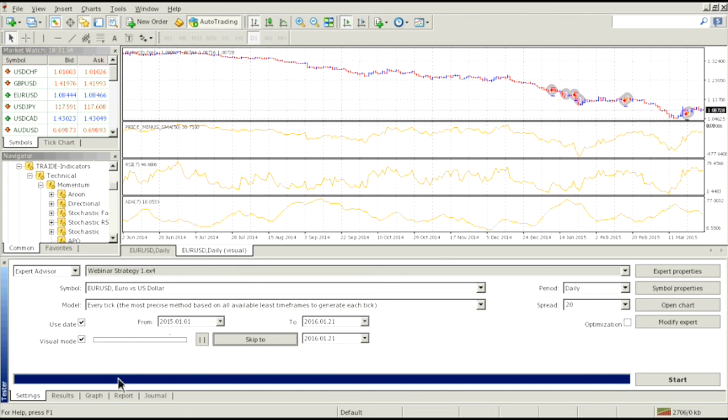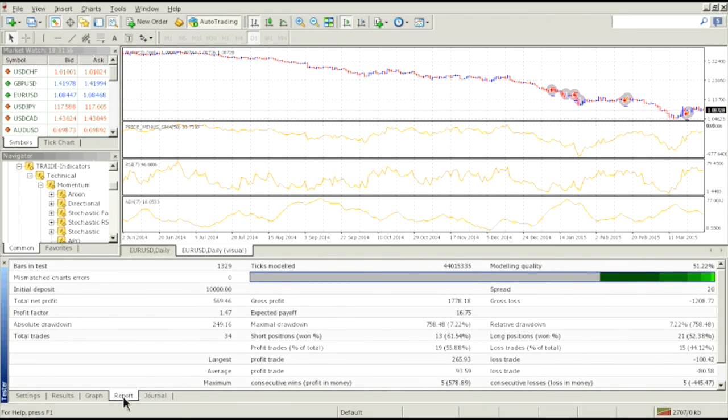All right, there we go. We can see our trades over here. Let's look at the reports. If you notice, even though our modeling quality isn't great here, since we are using day bars, that's really what this last green represents. We're okay with the lower modeling quality.